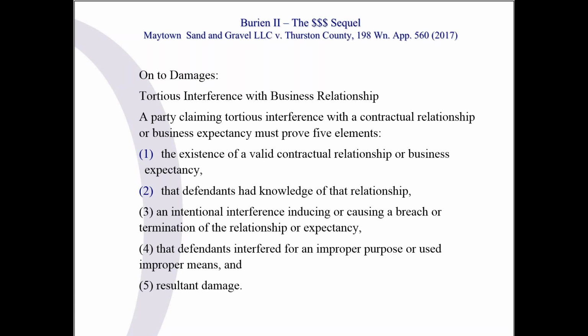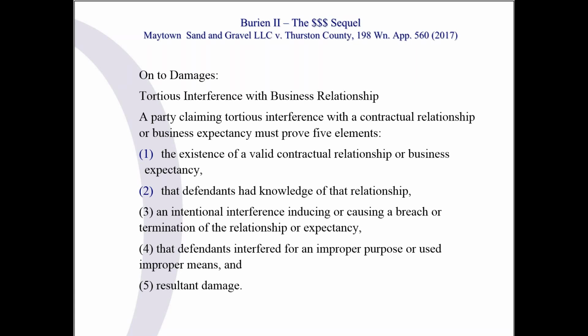And this is the big one. The defendants interfered for an improper purpose or used improper means. Now, obviously, if the county had been justified in code to say you have to revisit the critical areas ordinance, or the county had been justified in code to say that you had to go through the major amendment process, that wouldn't be construed as an improper purpose or improper means.